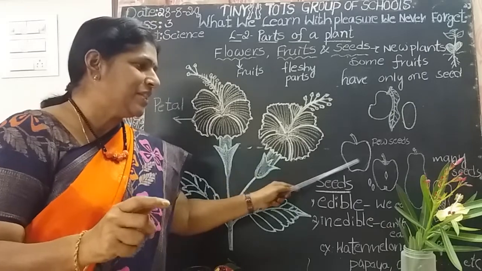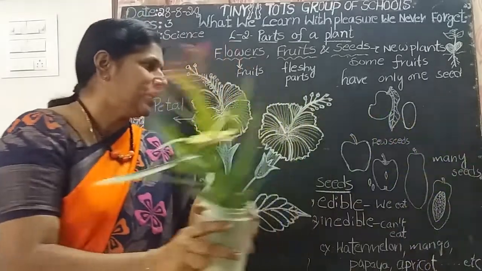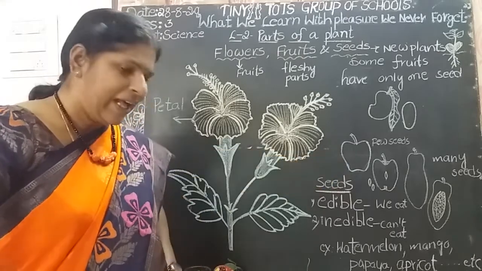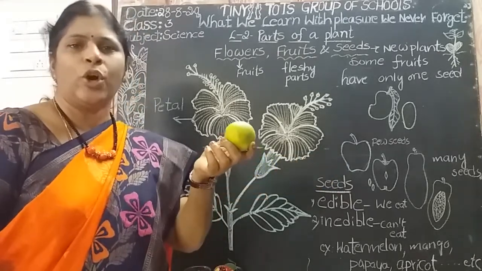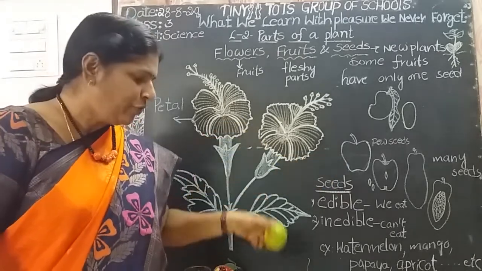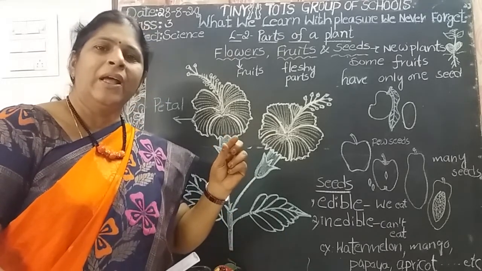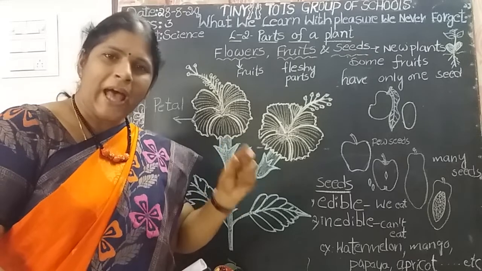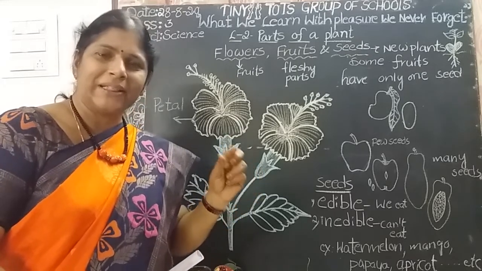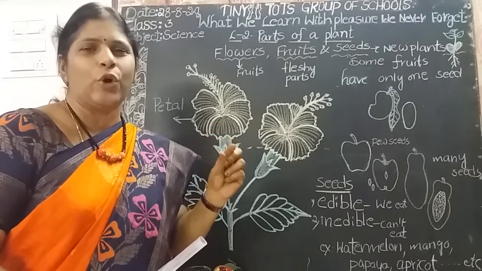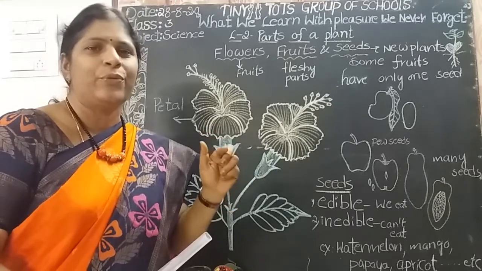Okay, apple. This is the apple, no children. Okay, and here lemon and batai also have only few seeds. So which fruits have only few seeds? Apple and batai and lemon have only few seeds, 4 or 5 seeds inside the fruit.